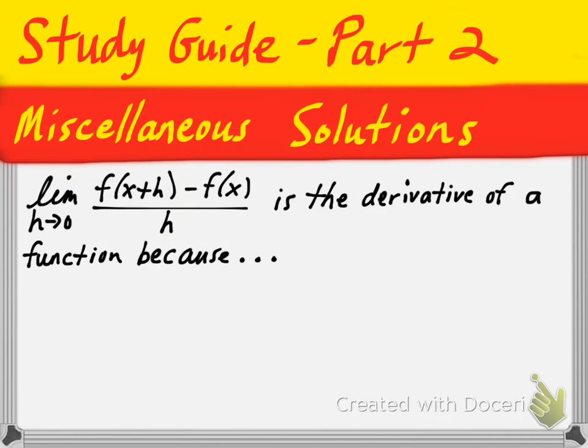So you might be wondering how you're supposed to answer this particular question. What is that thing right there? The limit as h goes to 0 of the difference quotient. Why is that the derivative of a function?